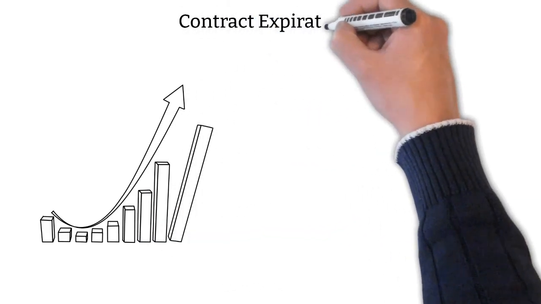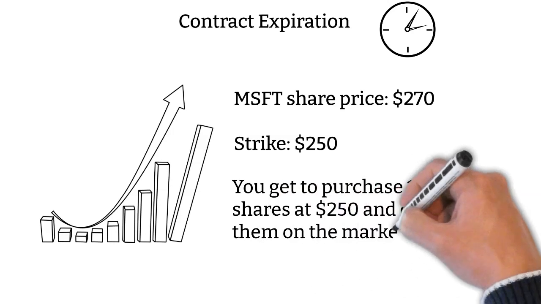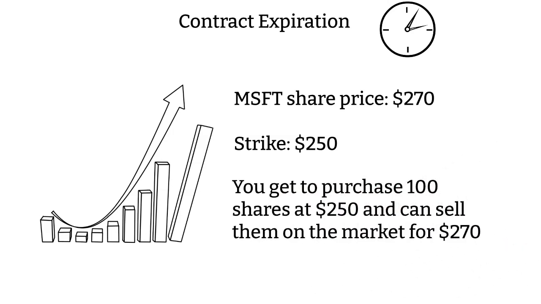We'll assume that your assumption was correct, and at the contract's expiration, Microsoft is trading for $270 per share. Since your contract had a strike price of $250, that means that you now get to purchase 100 shares of Microsoft at $250 per share, and if you wanted to, you could sell them for instant profit for $270 per share.